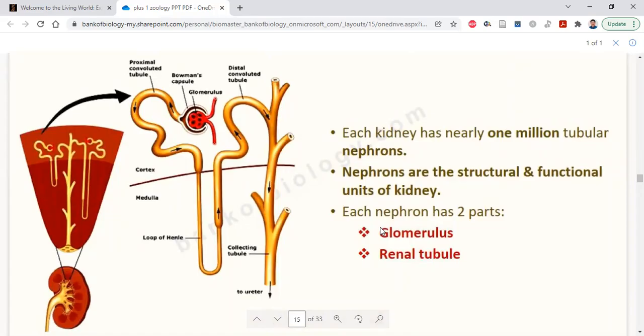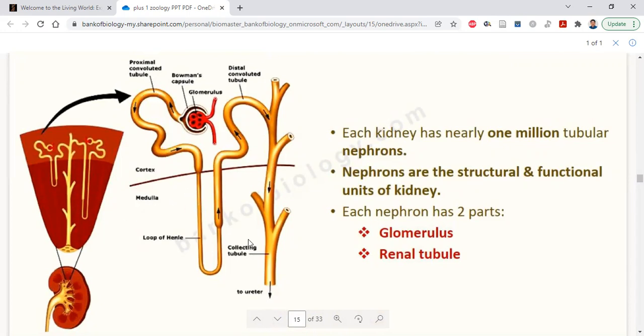Usually each kidney contains about 1 million tubular nephrons. These are called uriniferous tubules, or we can say nephrons. Usually the head part is situated in the cortex, and the loops are situated in the medulla.